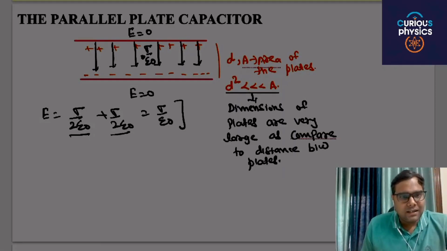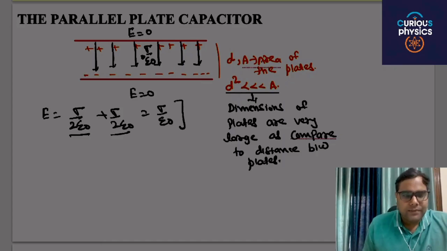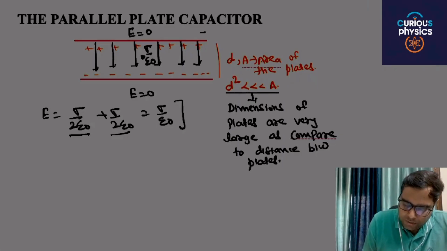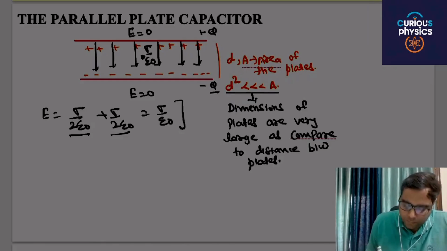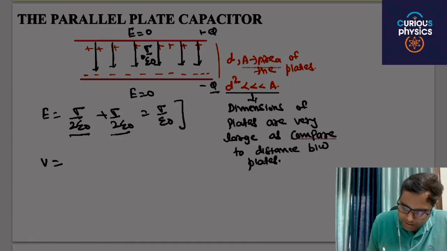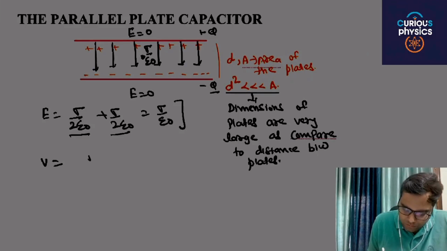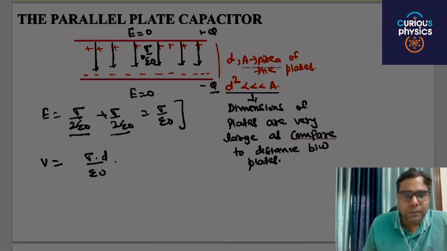So remember my point: in the space between the two parallel plates of the capacitor, the electric field will be sigma by epsilon naught. This is plus q charge and this is minus q charge. Okay, and now if you know the value of electric field, then the potential will be E into d, where d is the distance between the plates, so sigma d divided by epsilon naught. This is the potential difference between these two plates.